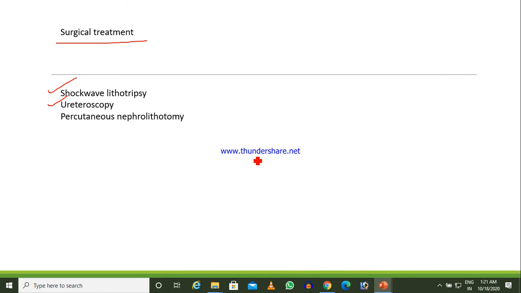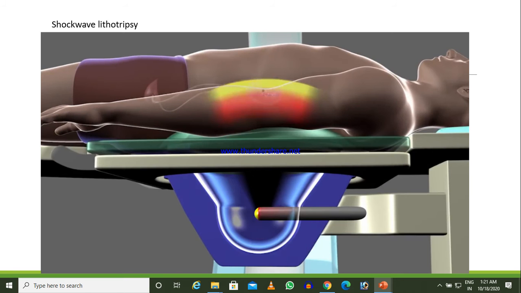We should know that. So that's why, very simply, I will explain it. So for shockwave lithotripsy, basically you should know one thing.